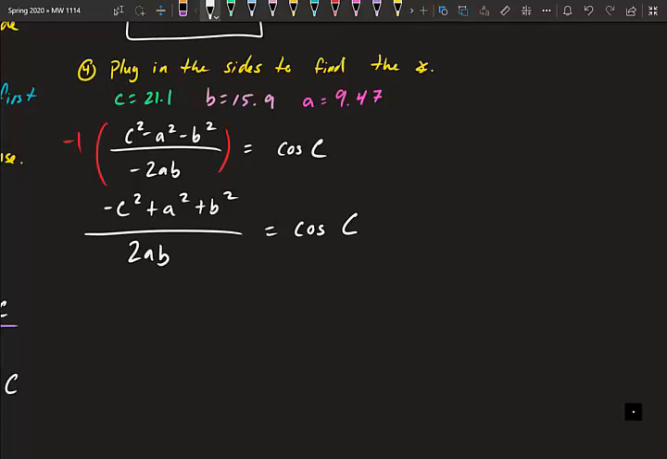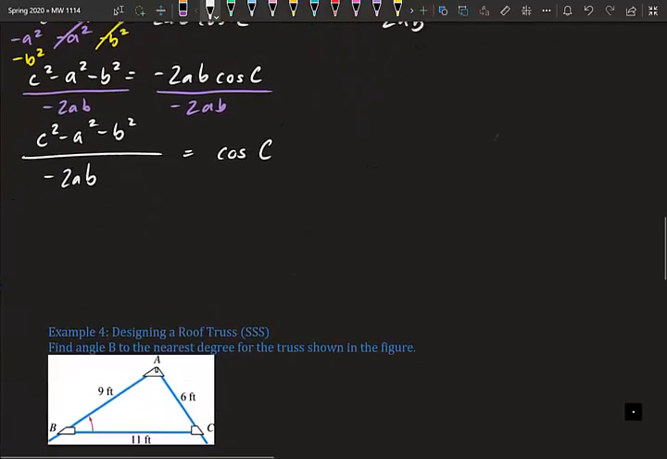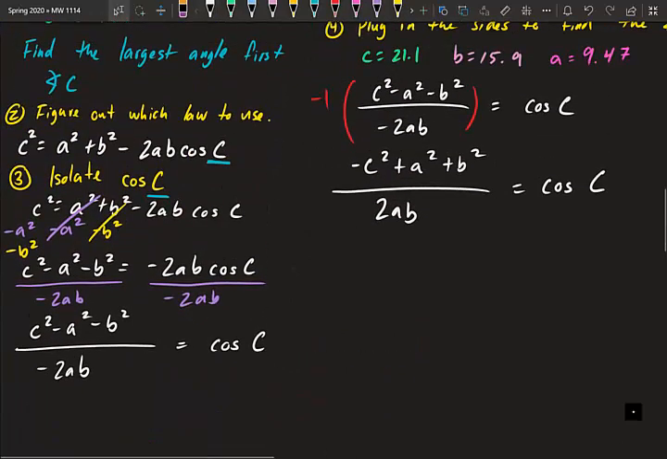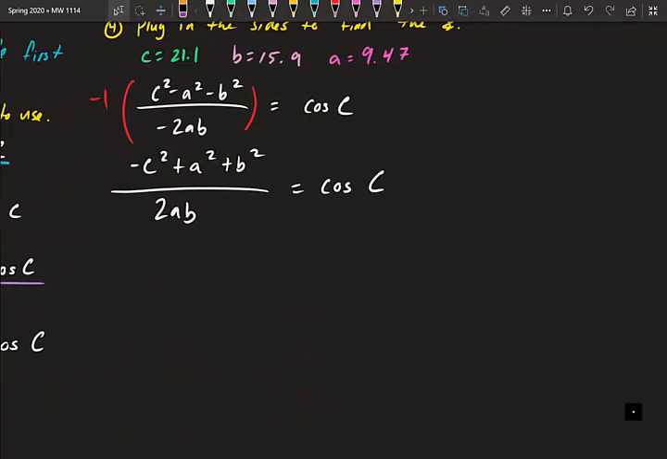So yeah, I mean, we could do that down here. We could change it down there, but I like to change it as we plug it in. I don't know, just something I do. It doesn't matter when you change it, but definitely take out that negative, okay? If you don't, you're going to get different answers. You will. So let's go ahead and plug in the values that we have. We have negative 21.1 squared.